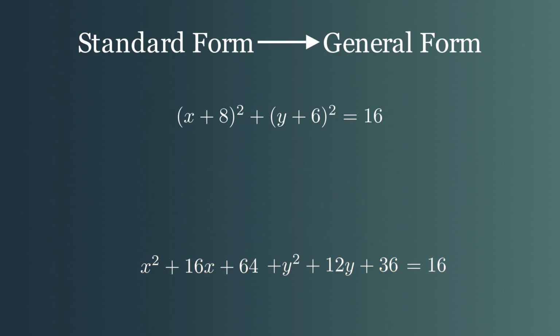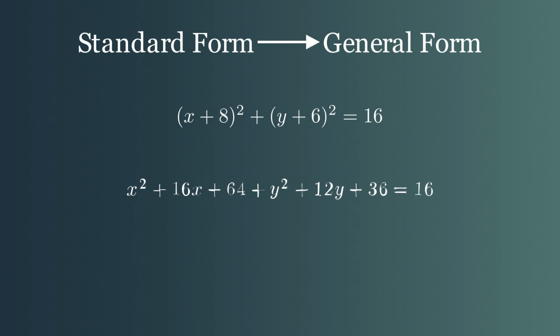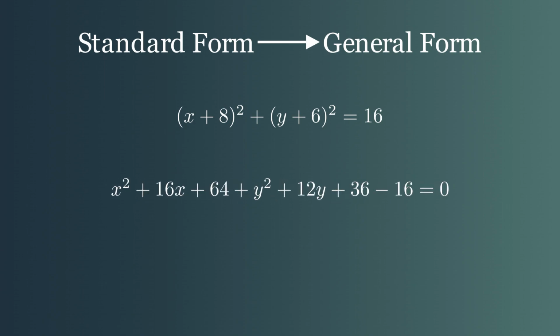After expanding the equation, transpose the constant term from the right side of the equation to the left side, which will make it negative, and give us x squared plus 16x plus 64 plus y squared plus 12y plus 36 minus 16 equals 0. Next, rearrange the terms according to the general form of the equation of a circle. It will become x squared plus y squared plus 16x plus 12y plus 64 plus 36 minus 16 equals 0.